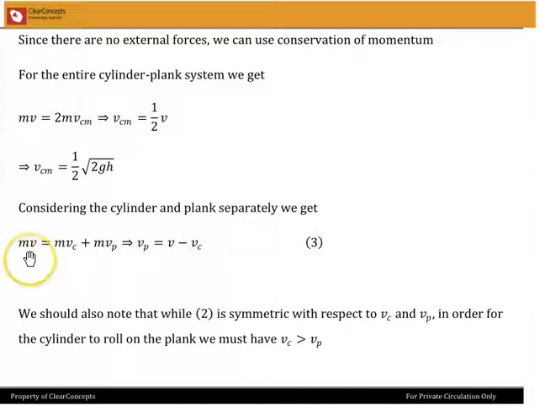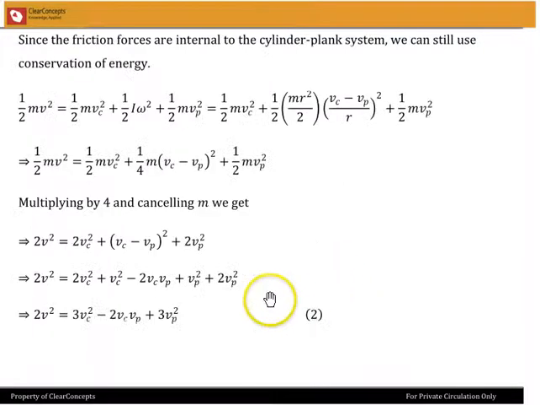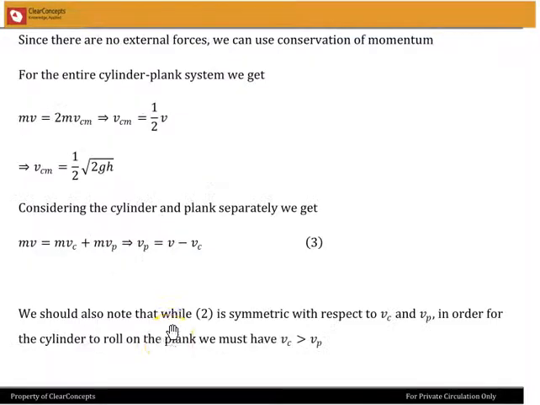Now let's consider the cylinder and plank separately. The momentum of the cylinder initially will be equal to the momentum of the cylinder plus the momentum of the plank. From that we get Vp is equal to V minus Vc. That's equation 3. Let's go back to equation 2. You can see that if I interchange Vc and Vp, I get the same equation, which means equation 2 is symmetric with respect to Vc and Vp. But the cylinder is rolling on the plank, and therefore we must have Vc larger than Vp.